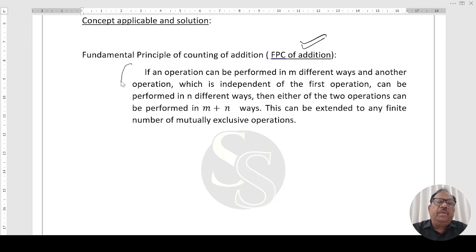How is it defined? If an operation can be performed in m different ways, and another operation which is independent of the first operation can be performed in n different ways, then either of the 2 operations can be performed in m plus n ways. This can be extended to any finite number of mutually exclusive operations. Now, let's start the question.